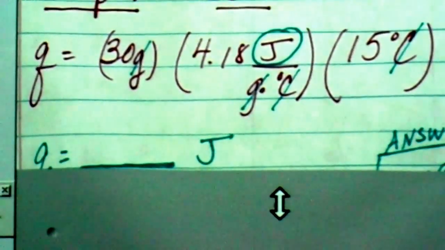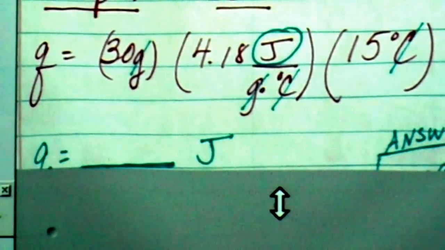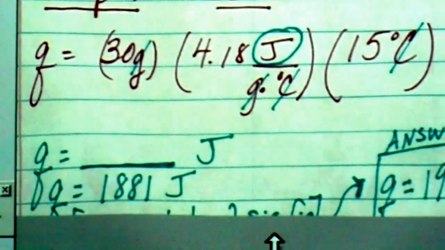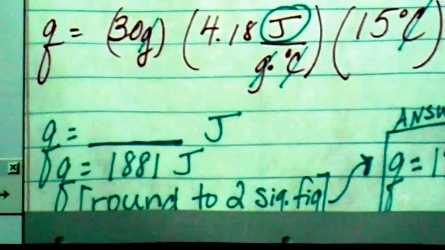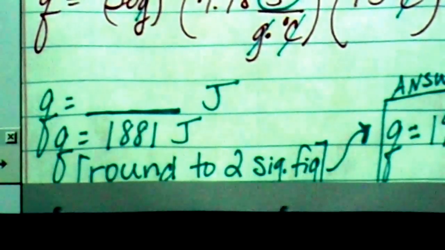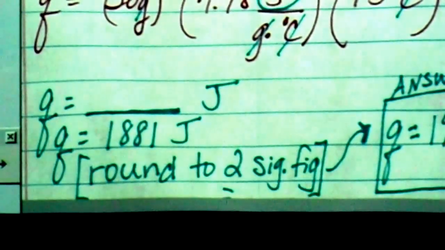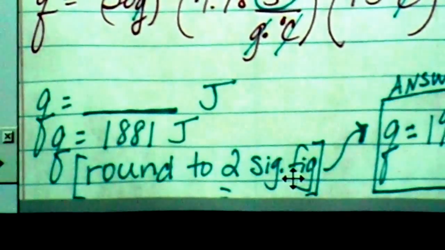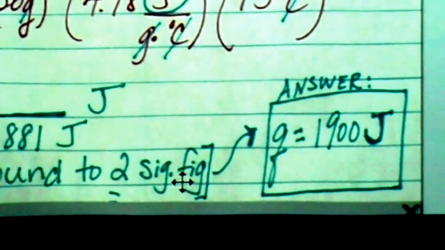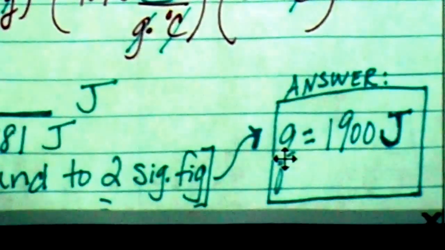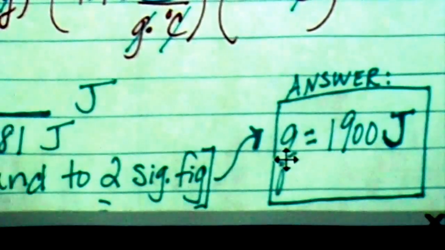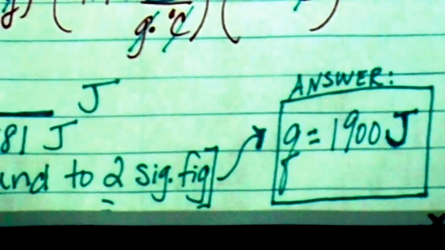So we know that Q is going to be some number with the joule unit. You probably got a number like 1,881. However, we have to round off, dealing with significant figures, to 2 significant figures because the problem had only 2 significant figures. And then you have your final answer. Q is equal to 1,900 joules. That's sample 1. Let's take a look at sample 2.